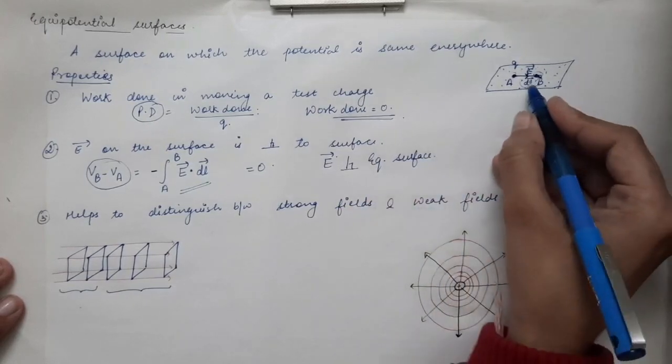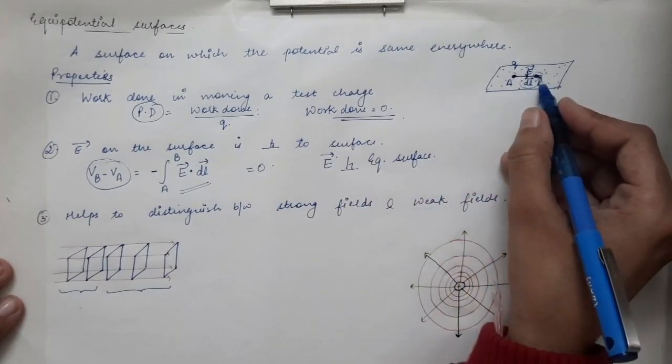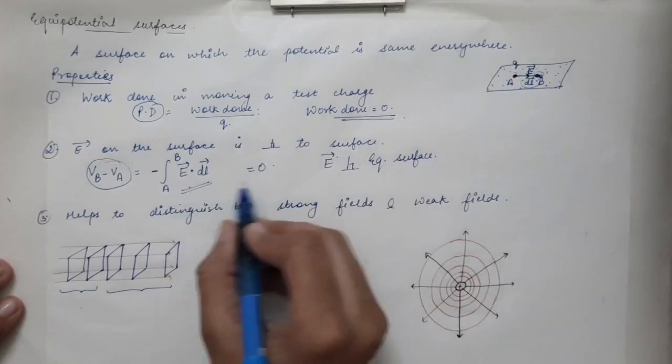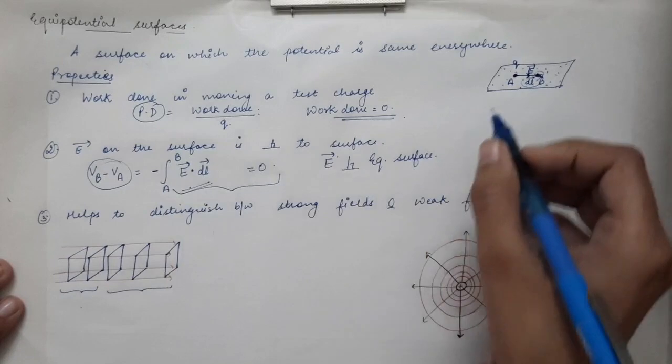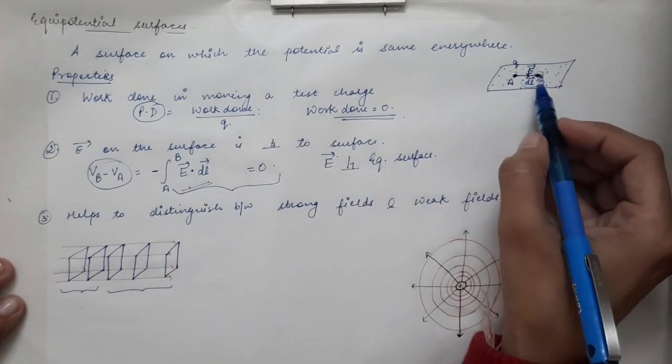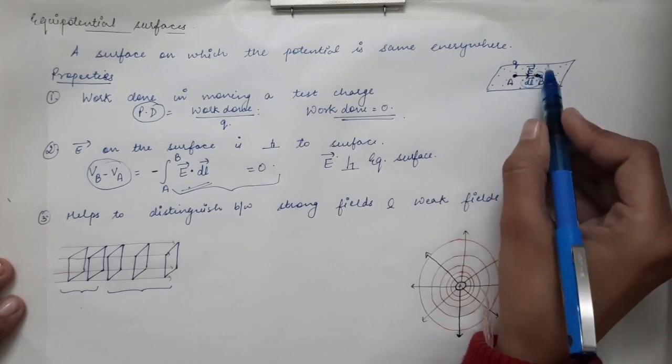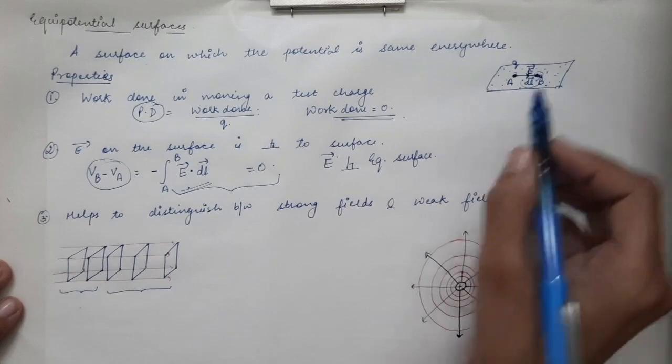Because the dl vector lies in the plane of the equipotential surface, and we have said that the E vector must be perpendicular because of this equation. E must be perpendicular to dl, and dl lies in the plane of the surface. So we can say that the E vector will be perpendicular to the surface itself.